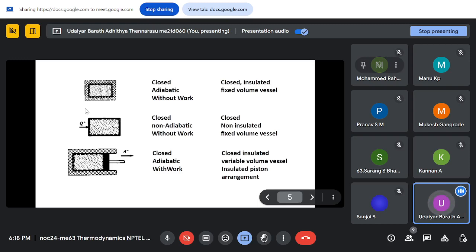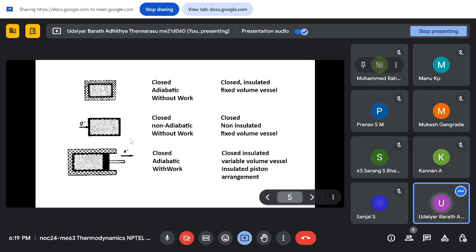Next one, similarly you have a system which is closed. There is no mass transfer happening, but there is a heat transfer. There is no insulation. In the previous case, it was insulated. Now it's not insulated. So there can be heat transfer, but still there is no work transfer happening.